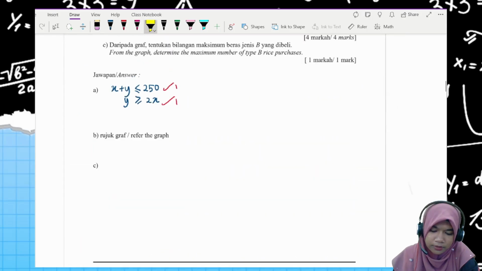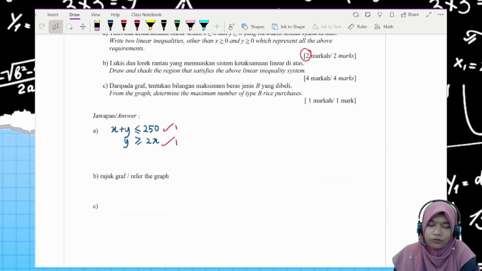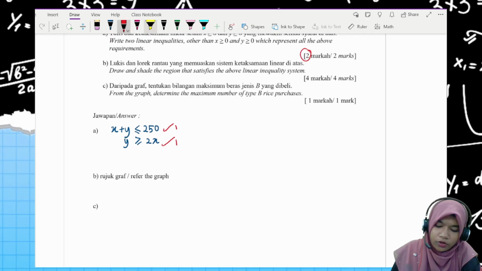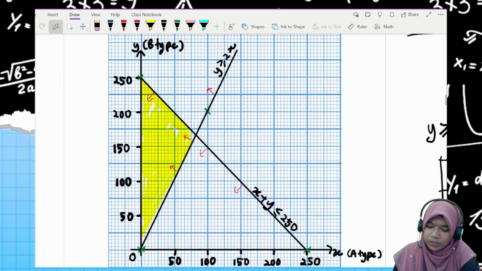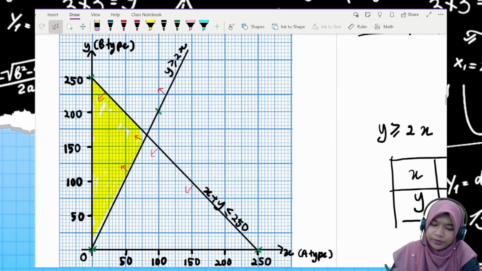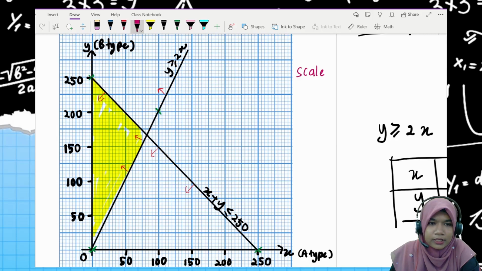Look at the question. For this question, draw and shade the region that satisfies the linear inequality system. 4 marks. How to get the 4 marks? 1 mark for the scale. When you use the correct scale to draw the graph, make sure you use a uniform scale, with values of x and y. Then you will get 1 mark.